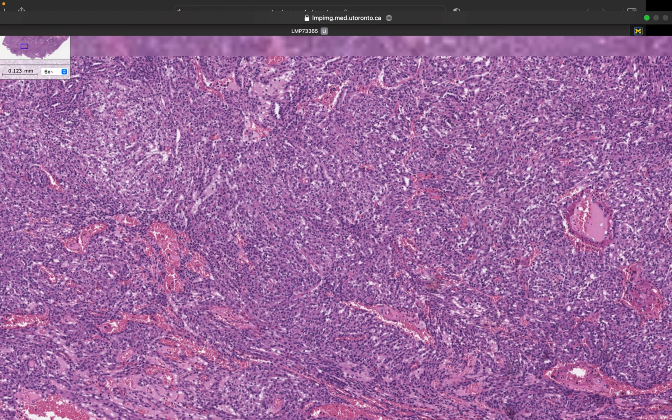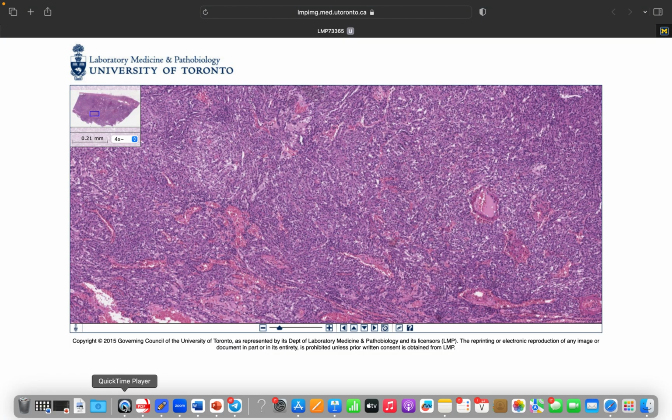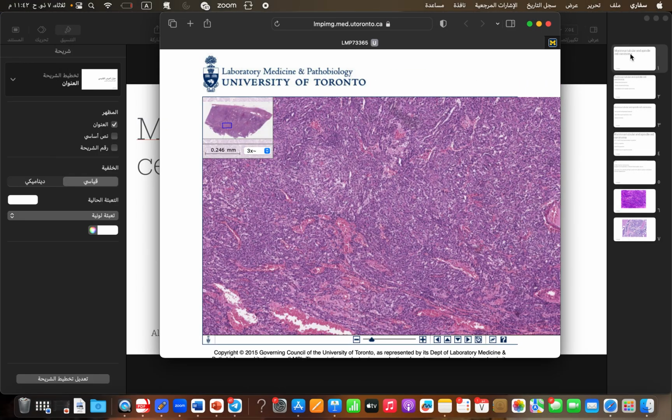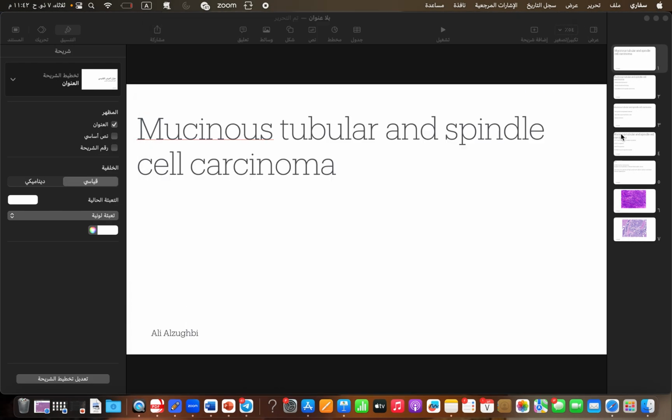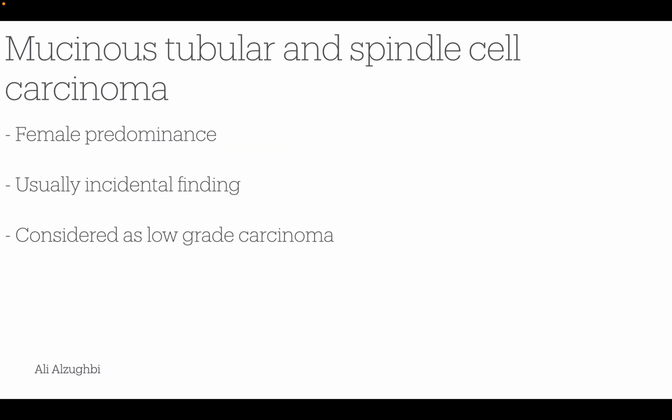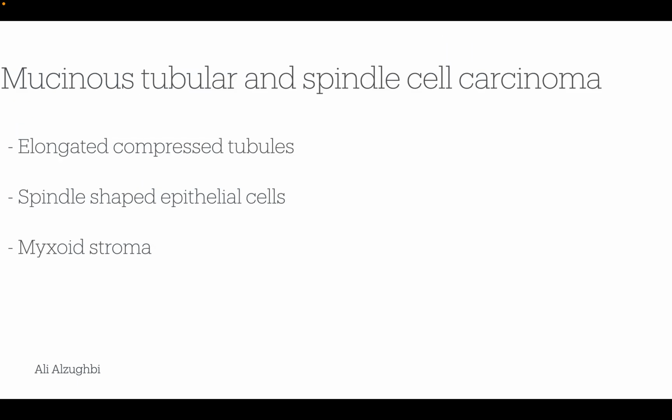Okay, so let's do a quick recap. Mucinous tubular and spindle cell carcinoma of the kidney usually has a female predominance, and it is an incidental finding in most scenarios, considered a low-grade carcinoma. As we mentioned earlier, it shows elongated compressed tubules, spindle cells, and myxoid stroma. But usually the myxoid stroma is more than what we saw.